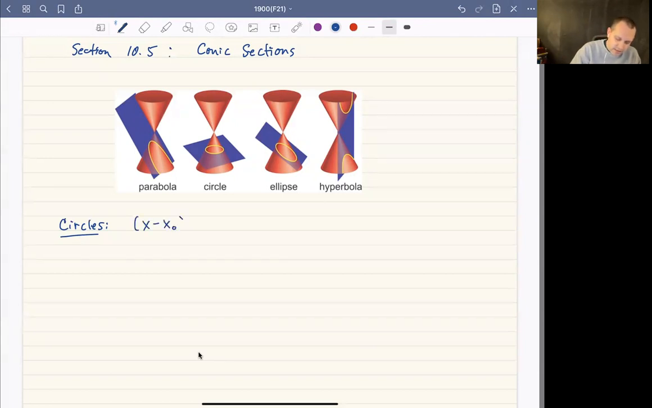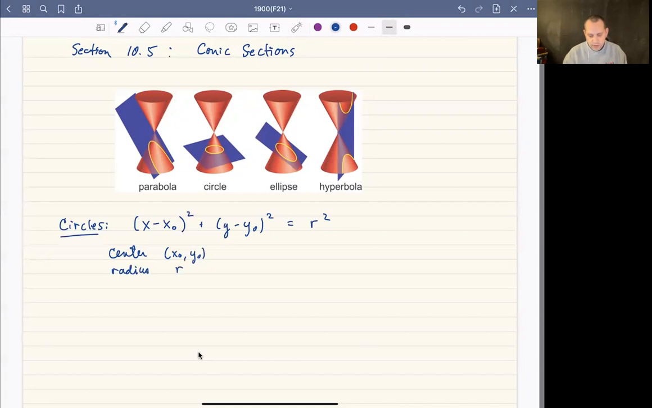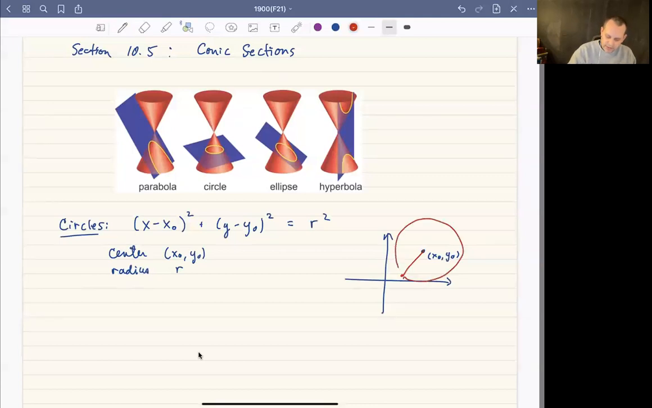But if you were to take x minus x naught squared plus y minus y naught squared equals r squared, this is a circle with center x naught, y naught and radius r. That's kind of the general formula. Here I have x naught, y naught. We're going to pick some value of r, and then all the points that are the same distance away from that center, that's going to be that circle. Okay, something like that.